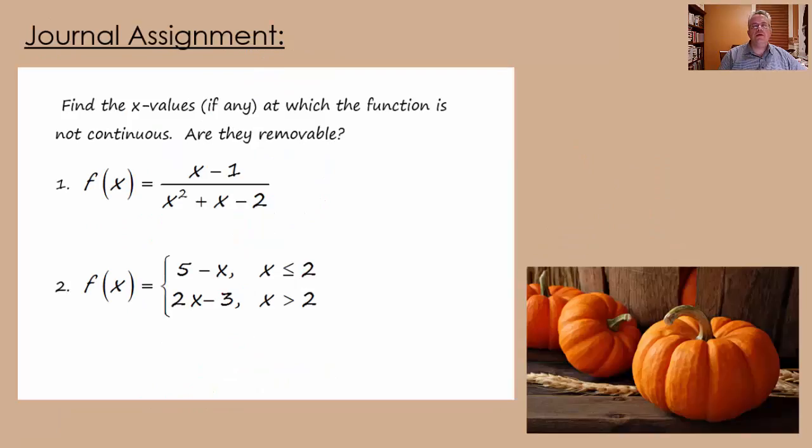All right, so here's your general assignment. Find the values of x, if any, at which the function is not continuous, and state whether they're removable or not. So number 1 is like the examples we did, a rational function. Number 2, you've got to see if the pieces agree at x equals 2. If they do, it's continuous. If not, it's not continuous.